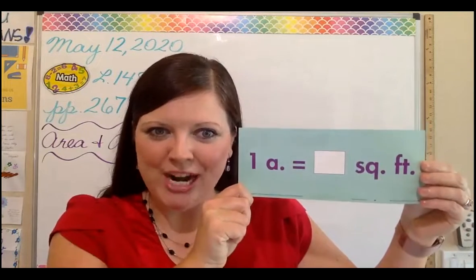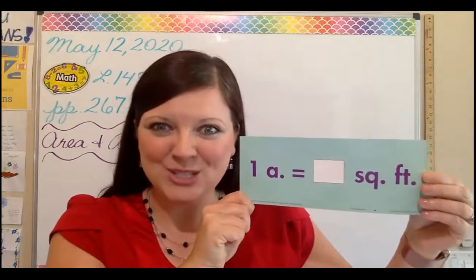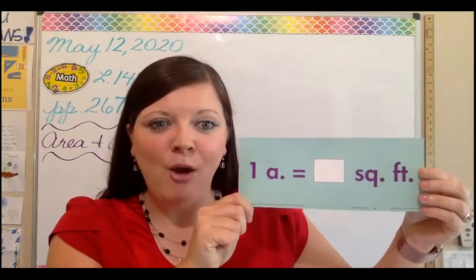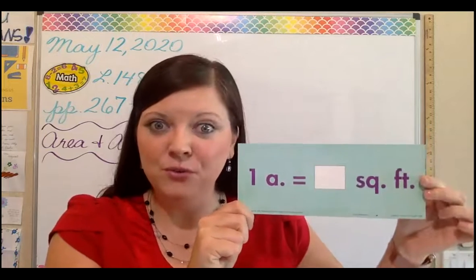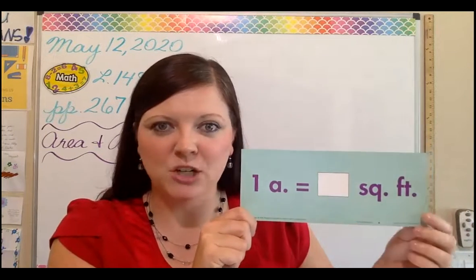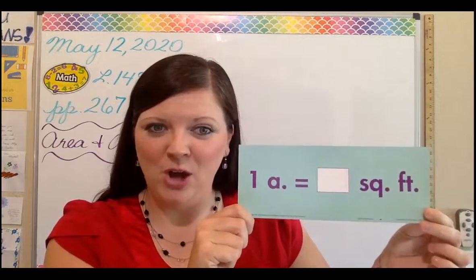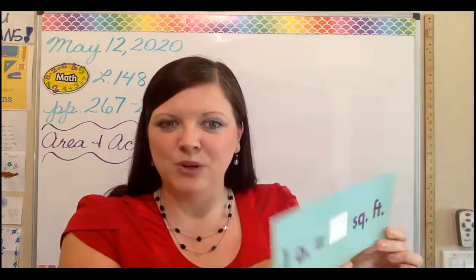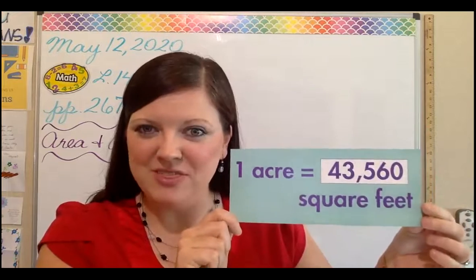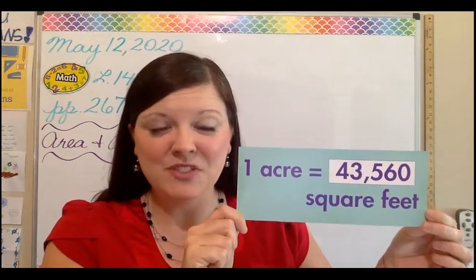1 acre is equal to how many square feet? My memory hook for this one was just how feet starts with the F sound. So does our special number. Remember what it was? It was the really big one. 43,560. Let's read this card together.